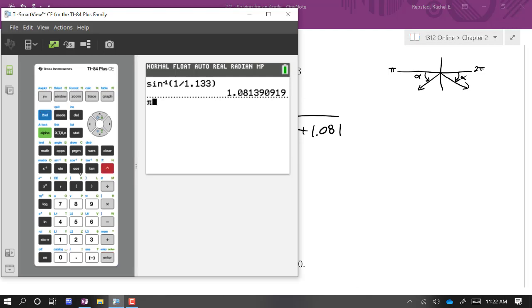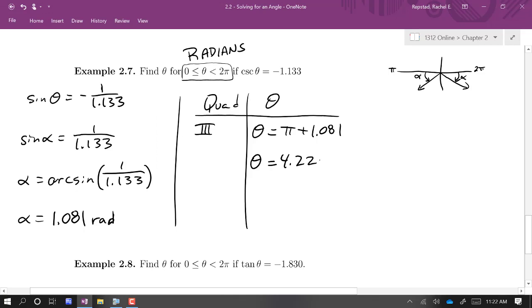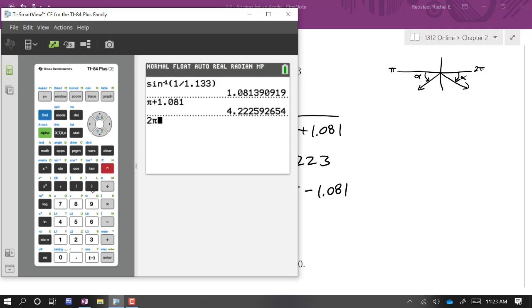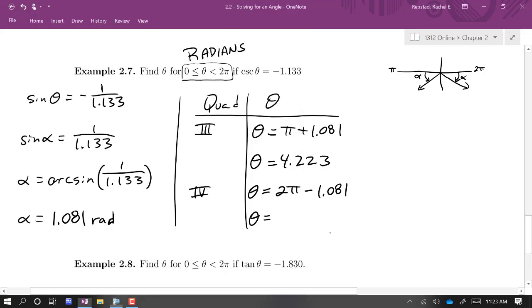So pi plus 1.081 is 4.223. And in quadrant 4, we're going to take 2 pi and subtract 1.081 radians, and we get 5.202.